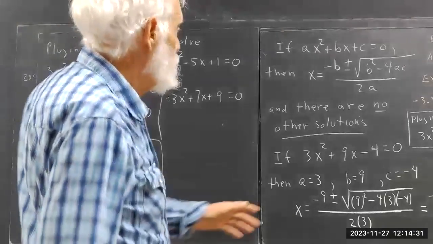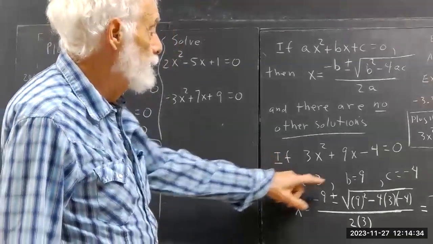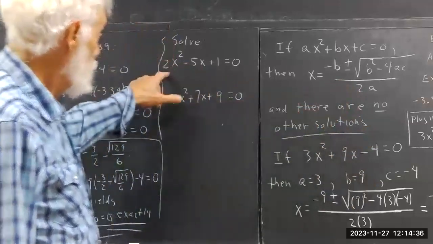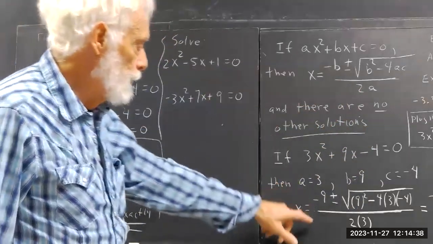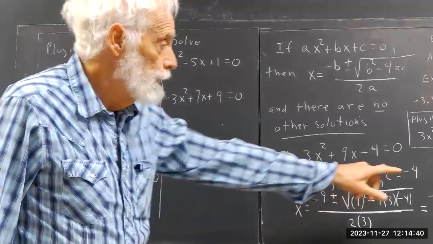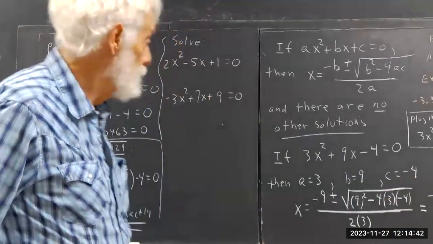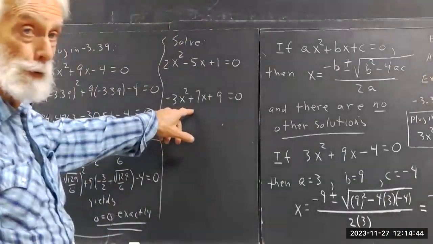Okay, now we're going to see if we can identify A, B, and C, just like we did before, for this equation. And then plug it into the quadratic formula and simplify it. And then if we have time, let's see if we can do this one.